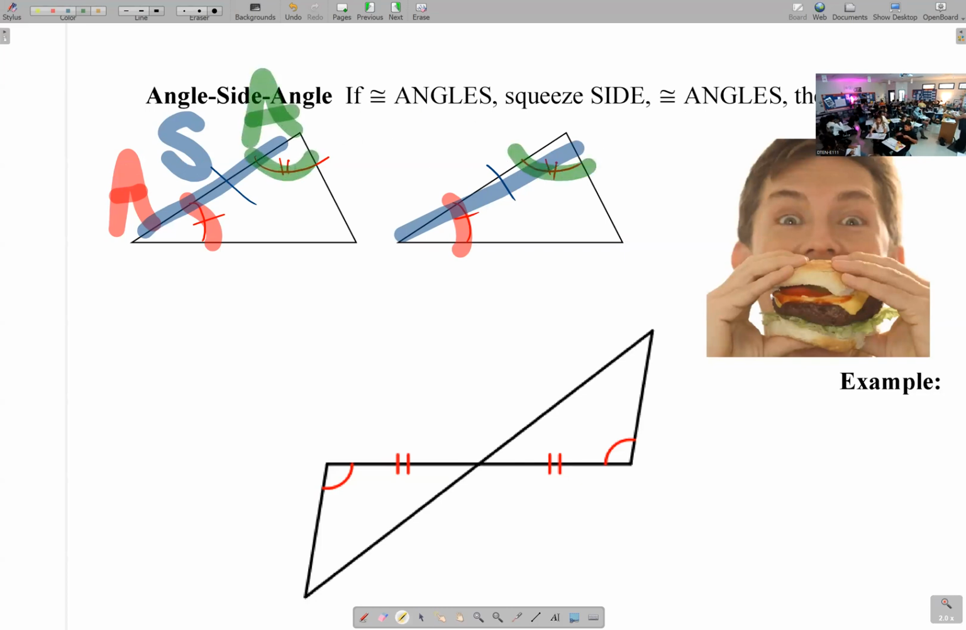Okay, so take a look on the right-hand side. I'm going to color code it for you. We have an angle, then we have a side, then an angle. I call it the hamburger. Okay, go like this. Make your two angles. Say angle, short, angle. Okay, do it again. Say angle, short, angle. That's angle, side, angle.